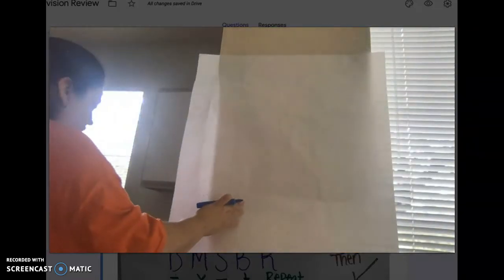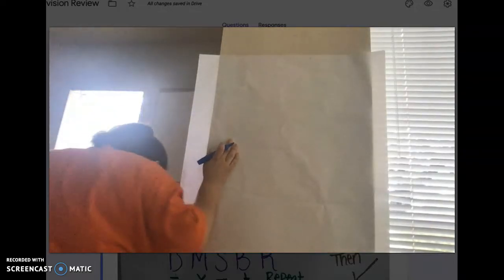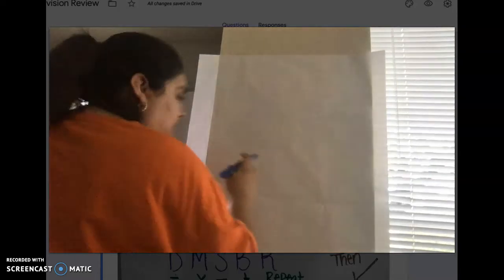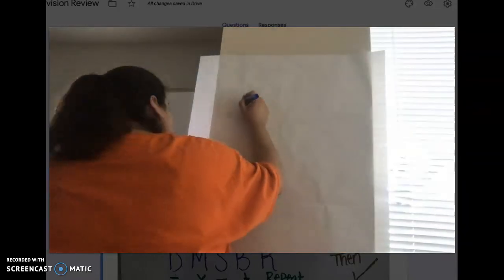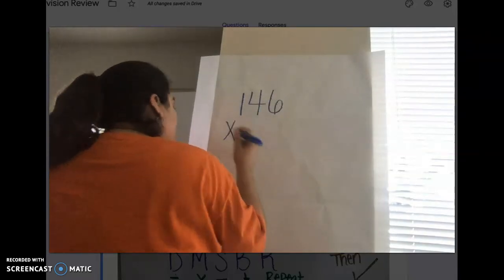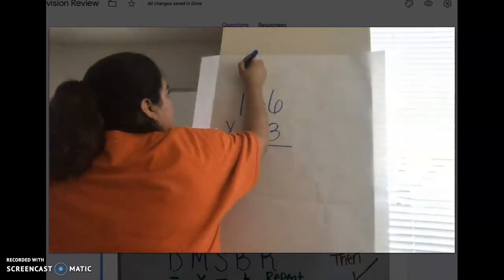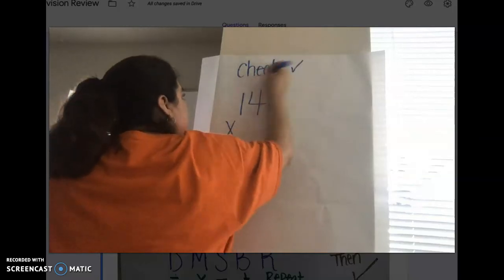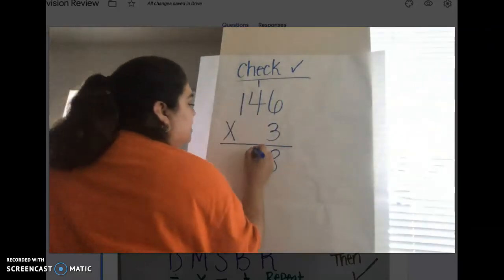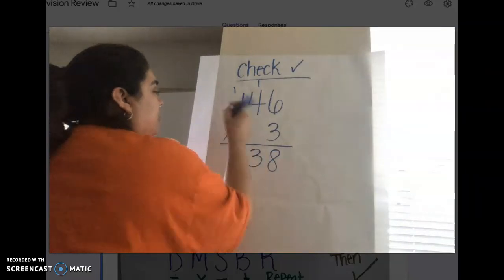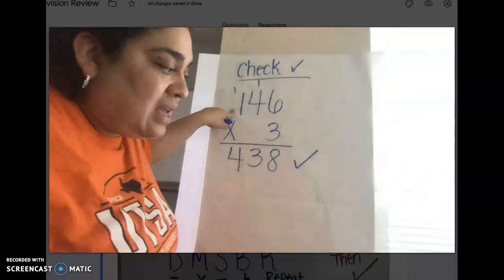So now we're going to check. I am going to take our quotient, which is 146, and divide it by our divisor, which is 3, and we're going to try to find the dividend. That's how you check. So this step is check. We are checking to see if we're correct. 3 times 6 is 18. Carry my 1. 3 times 4 is 12, plus 1 is 13. Carry my 1. 3 times 1 is 3. 3 plus 1 is 4. It does check out. So that is why I know that 146 is correct.